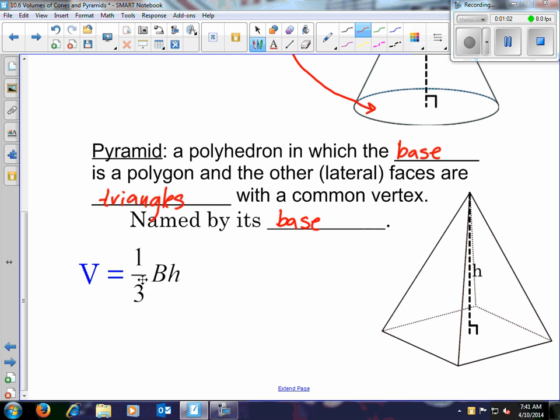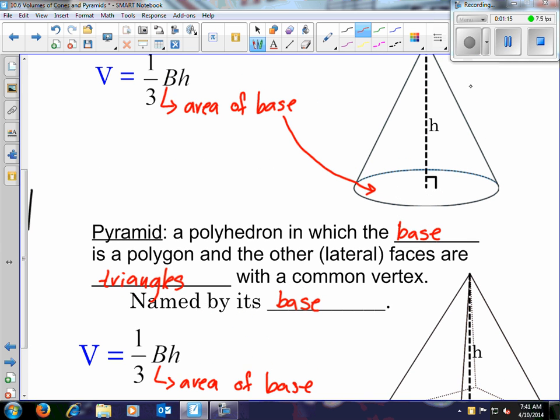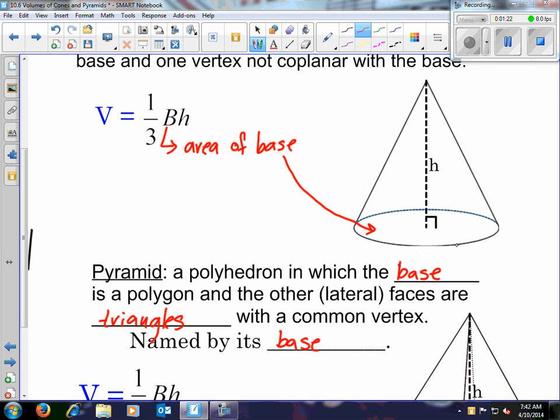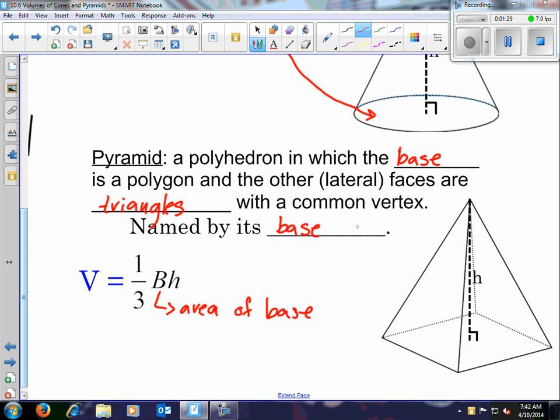Now, notice that we have the same formula, and this is again area of base. Now, be careful with the H, because when we are doing surface area of cones and pyramids, we use the slant height. So we use this outside edge of both of our shapes. Now we're using actual height, so we're having the height that's perpendicular to the base. So the height goes up the center in both of these shapes instead of down across the side.